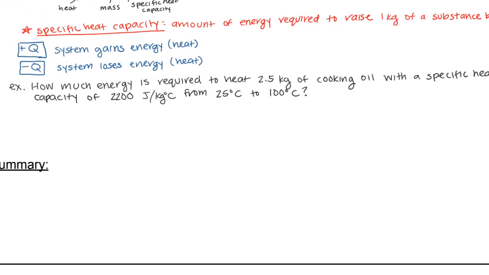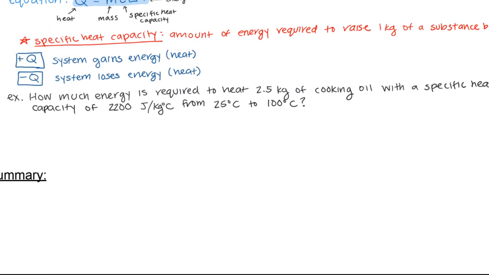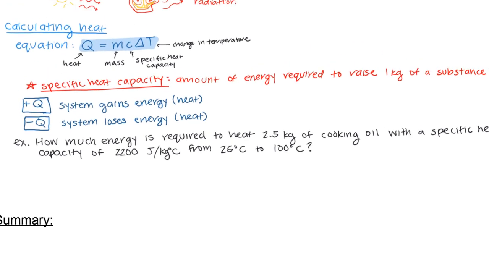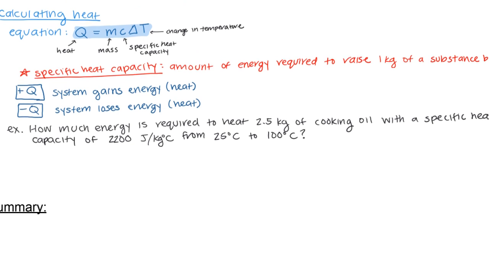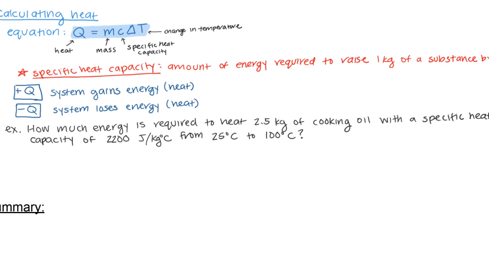Now, another trend I do want to point out, and this may seem pretty intuitive, is that heat can be positive or negative from this equation. So anytime we see that heat is positive, it means that the system, whatever we are calculating, or that substance that's being heated, is gaining energy or heat specifically. So that positive heat value means that the temperature of that object is going up. It's gaining heat or energy to itself.